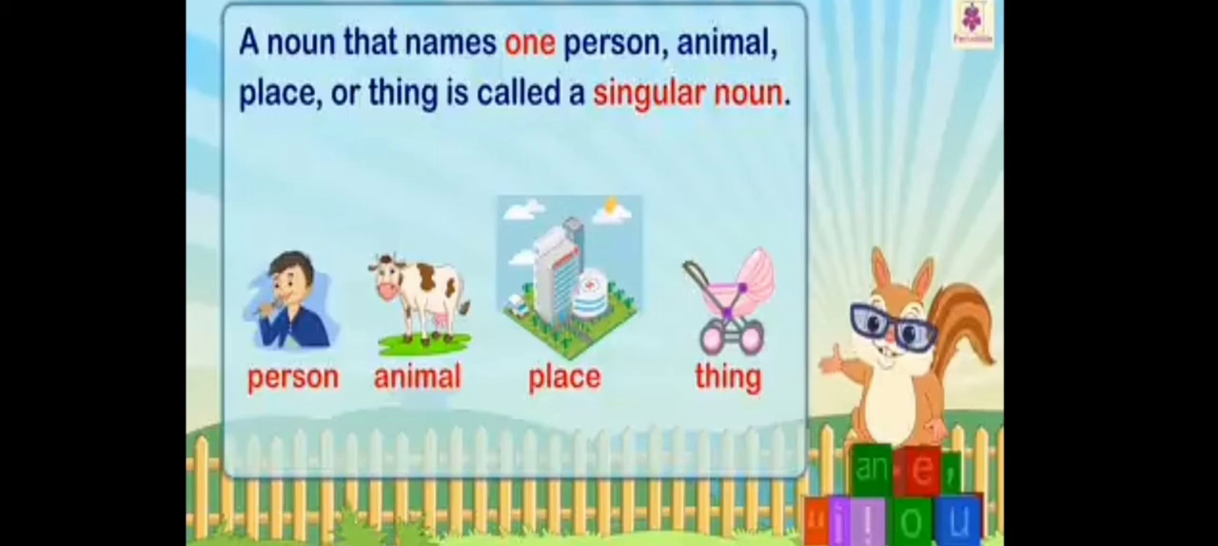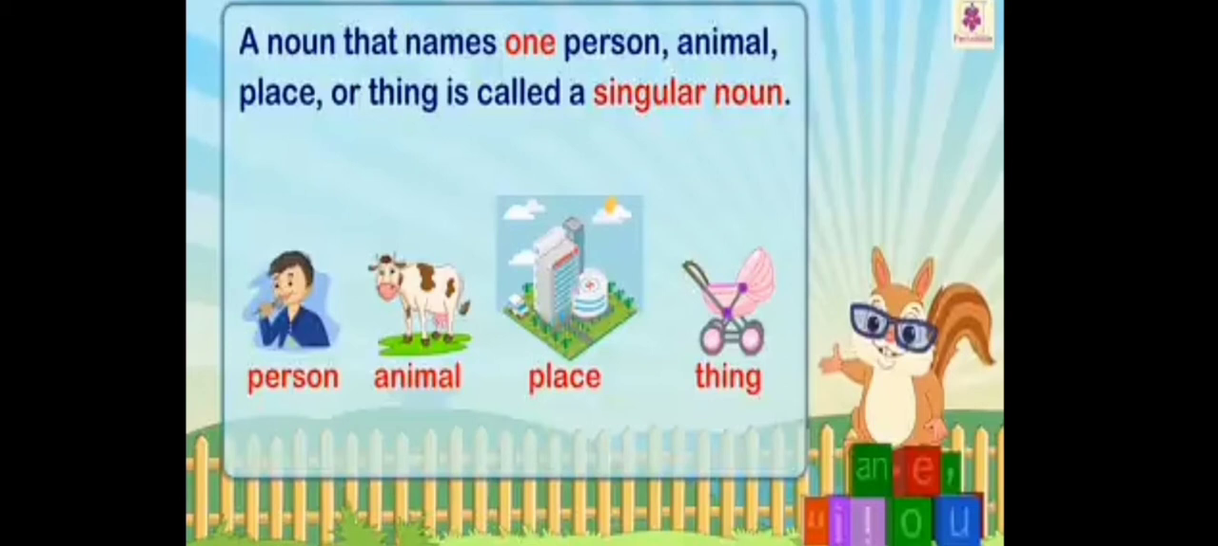Singular means single or one. Now let's see the definition of singular nouns. A noun that names one person, animal, place or thing is called a singular noun. Children, just like I said before, singular means one. So, when we talk about one person, one animal, place or thing, it is a singular noun.